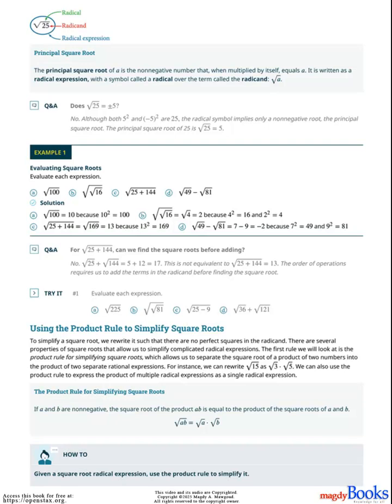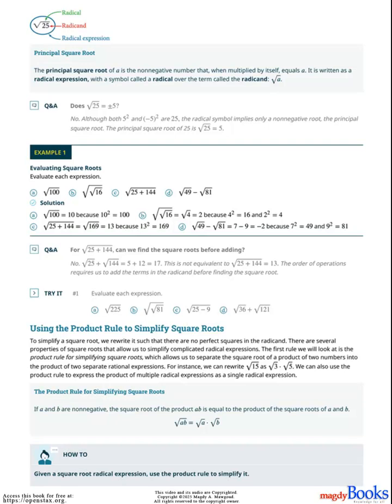Solution. A. √100 = 10 because 10 squared equals 100. B. √16 = √4 = 2 because 4 squared equals 16 and 2 squared equals 4. C. √(25 + 144) = √169 = 13 because 13 squared equals 169. D. √49 − √81 = 7 − 9 = −2 because 7 squared equals 49 and 9 squared equals 81.